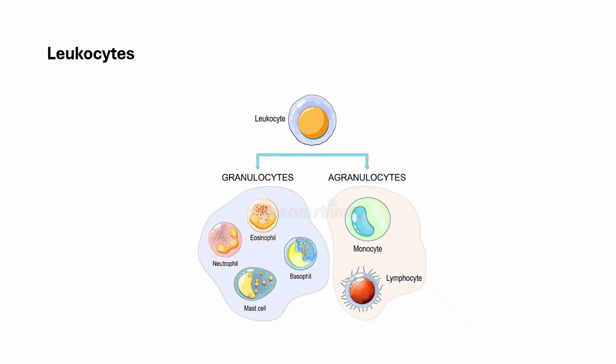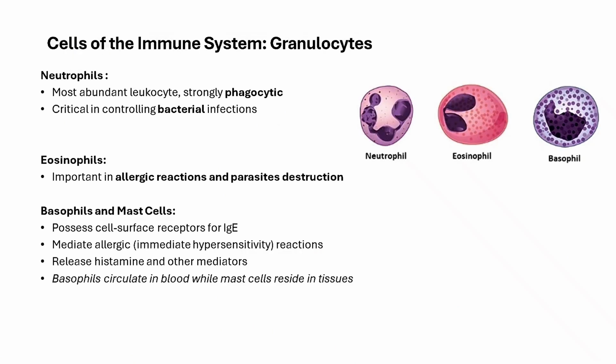So the leukocytes are divided into granulocytes and agranulocytes. Granulocytes are white blood cells that contain granules in their cytoplasm and have an important role in the immune response. The neutrophils are the most abundant white blood cell, and they are crucial in controlling bacterial infections. They are also phagocytes. Eosinophils play an important role in allergic reaction and parasitic infection.